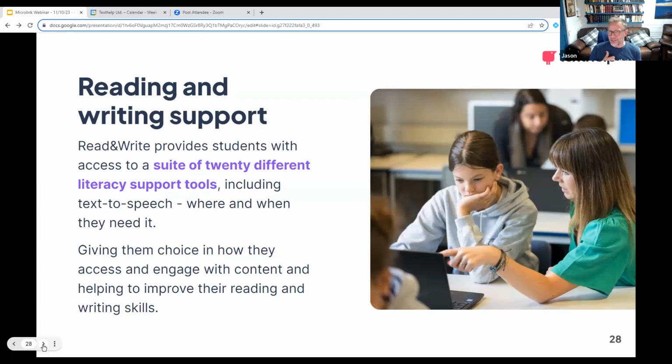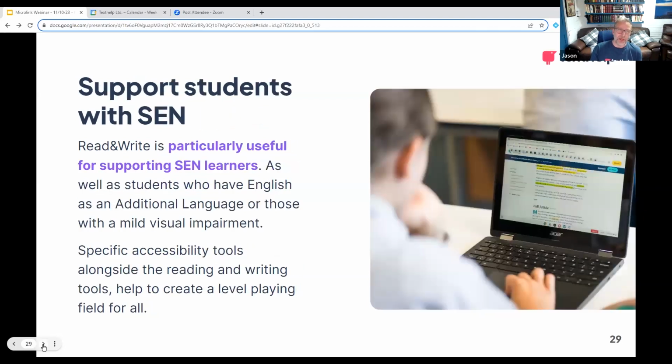So even if they're using a mobile phone and they're on the bus home from school, Read and Write is there to support them in that environment as well. So we want to give them choice on how they access and engage with the content that their teachers are giving them. You think of supporting students with saying, Read and Write is really, really useful for that.